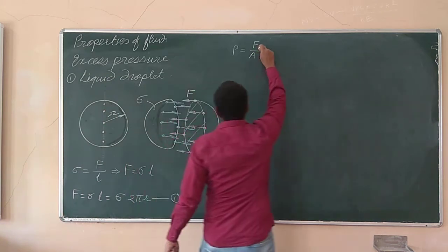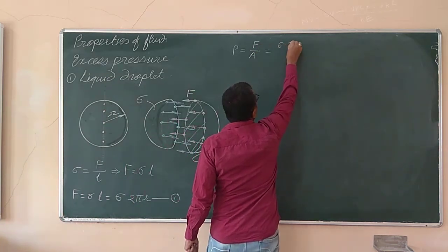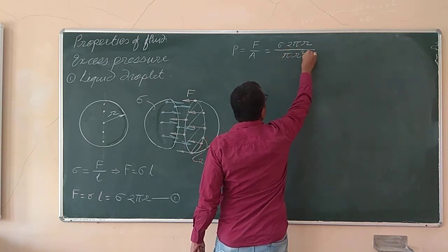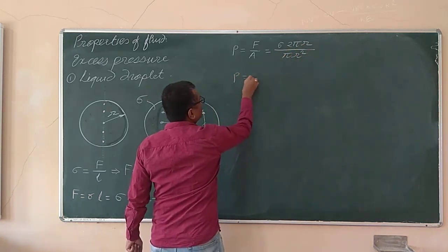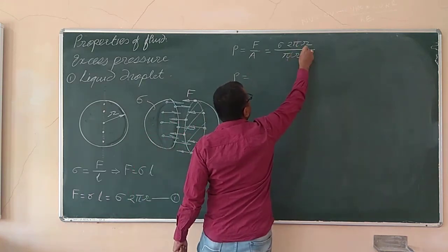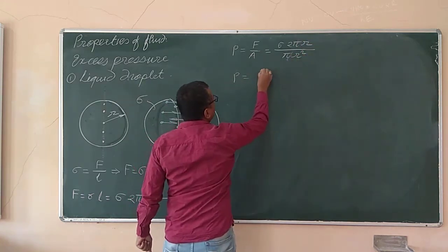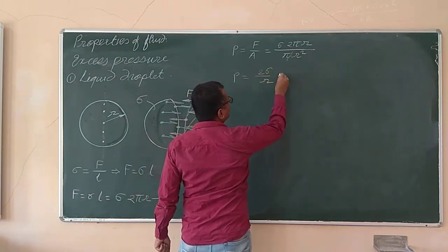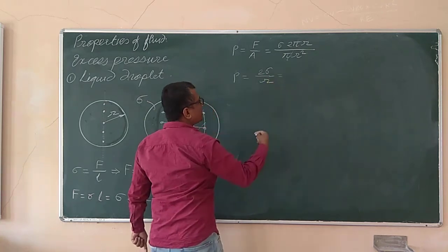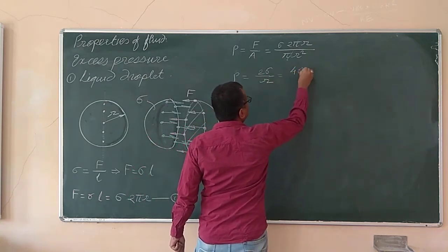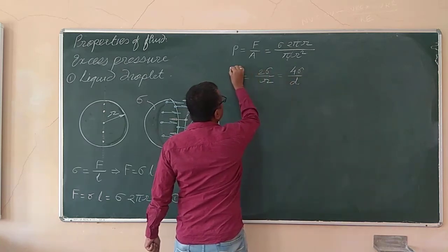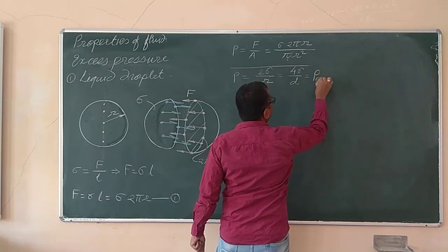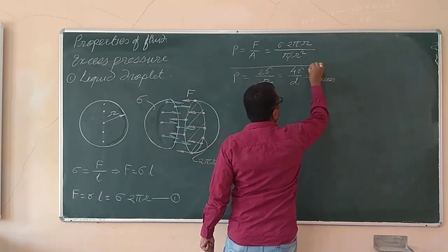So the force due to the surface tension F is sigma into 2 pi r, divided by pi r square. The pi cancels, and one r cancels, so it will be twice sigma divided by r. If r is replaced by d by 2, it will be 4 sigma by d, and that's the excess pressure. I'd like to write this as P excess. This is the excess pressure.